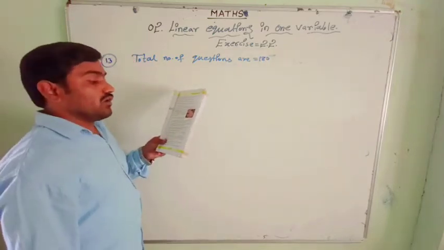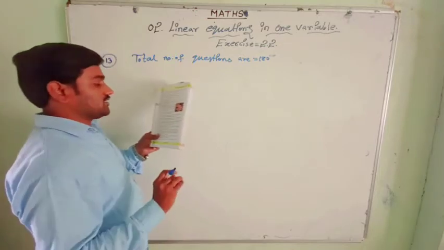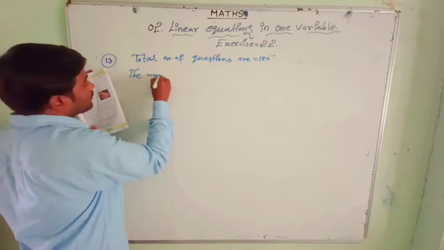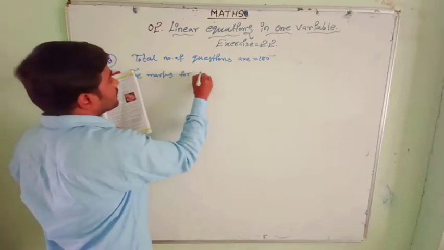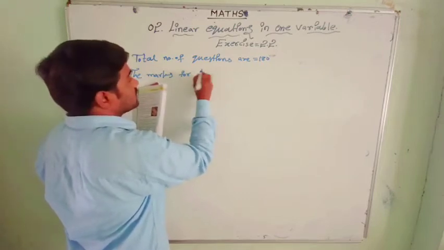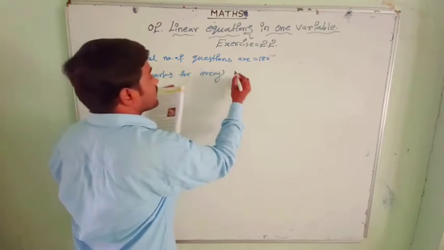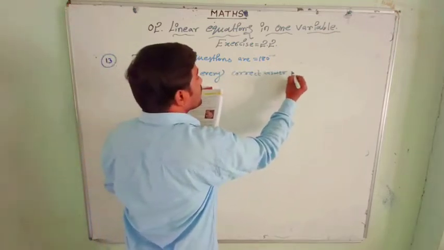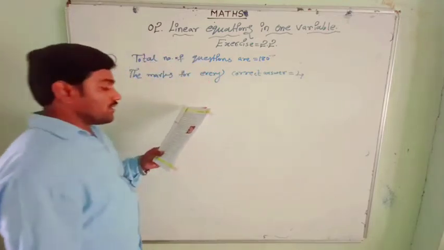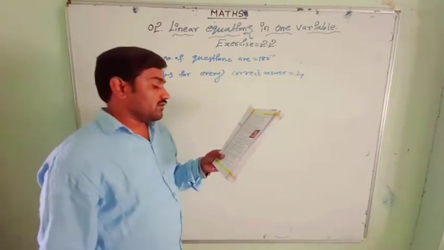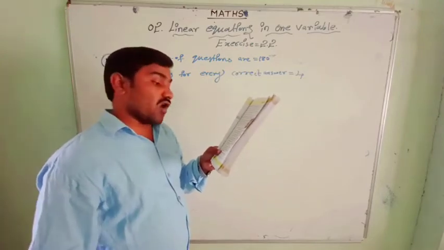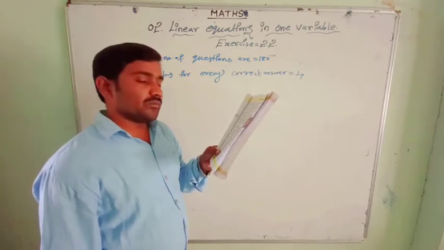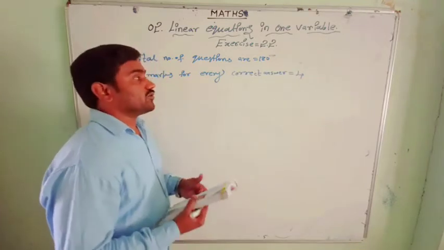See that a candidate gets 4 marks for every correct answer. The marks for every correct answer equal 4. And for every unattempted and wrongly answered question, 1 mark will be deducted from the total score of correct answers.